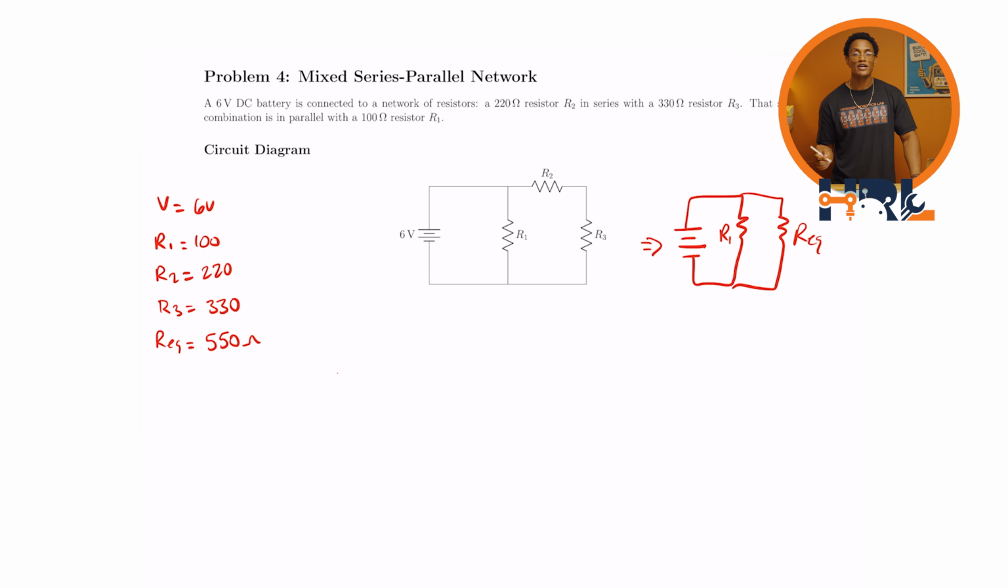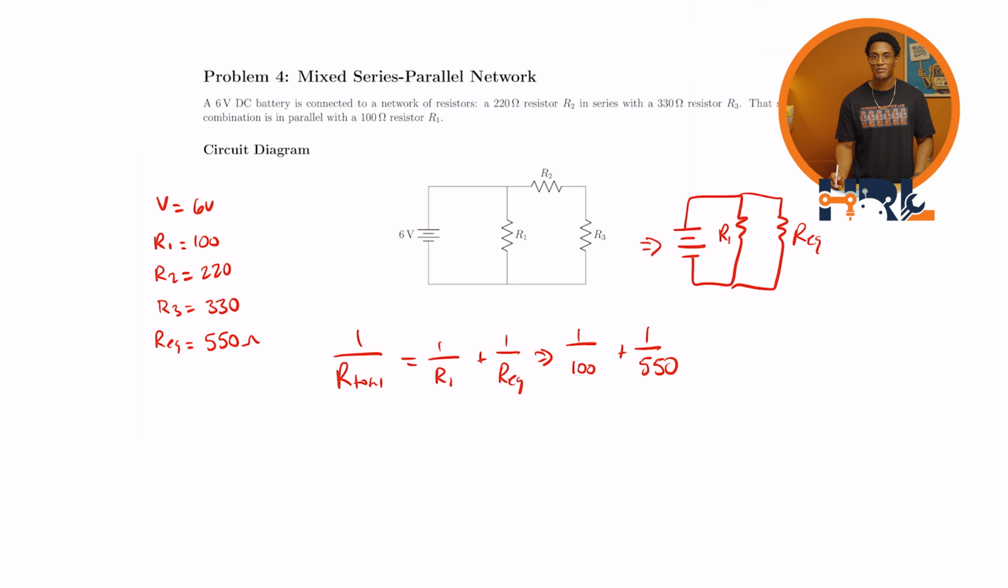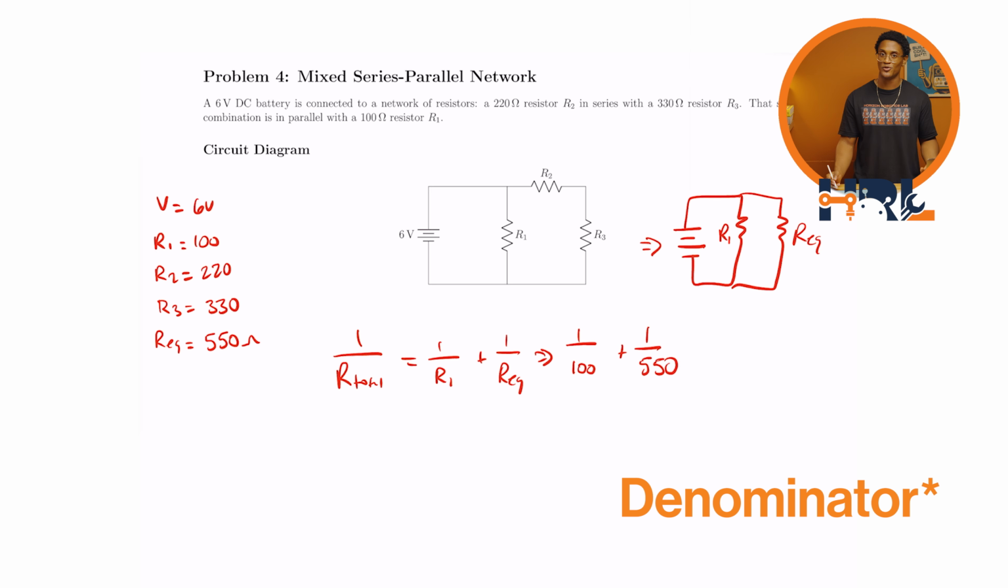All right, now let's calculate the total resistance in this circuit by simplifying the parallel combination. So we have 1 over R total, don't forget the 1 over, equal to 1 over R1 plus 1 over R equivalent. That gives us 1 over 100 plus 1 over 550. Again, like before, we're going to multiply by 1 by multiplying by the opposite numerator.